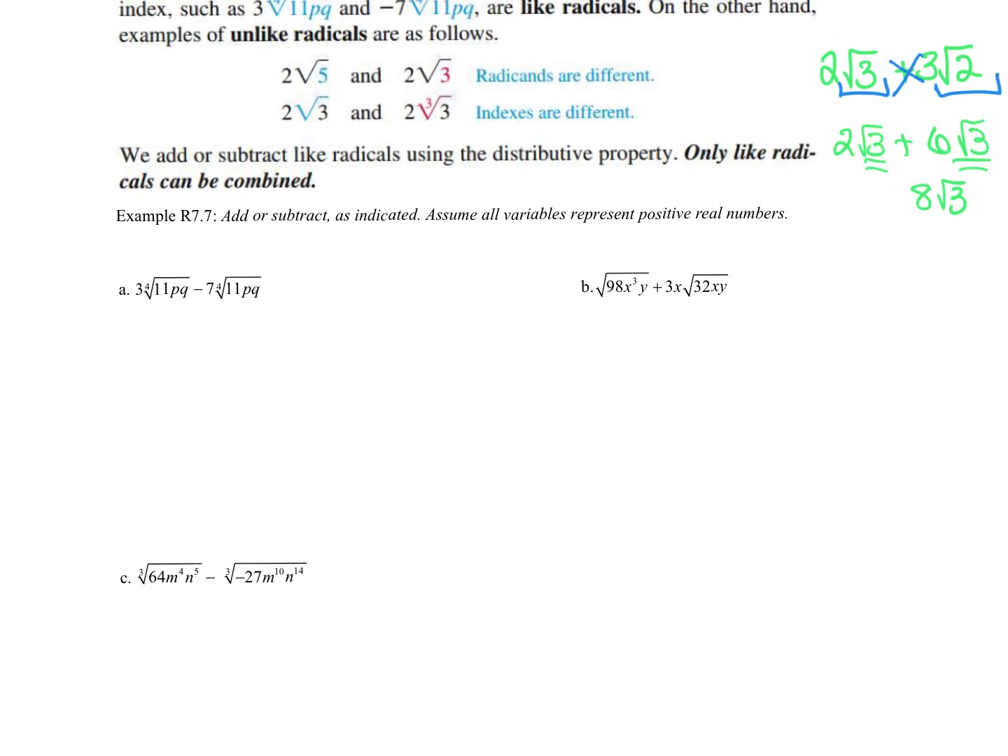So if I look at the first one, 11pq is the same thing as 11pq, and they're both the 4th root. So this says we have 3 of this thing minus 7 of the same thing. So 3 minus 7 is a -4, and that thing is the 4th root of 11pq.